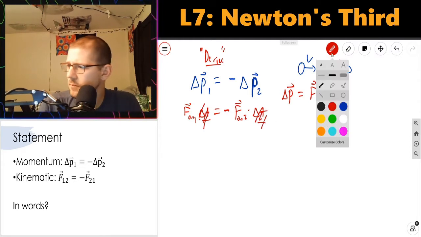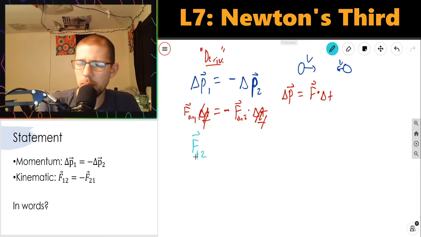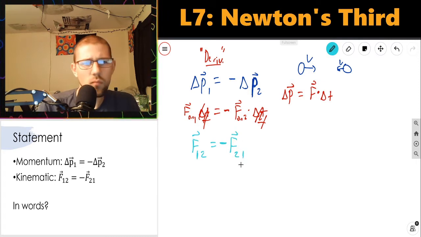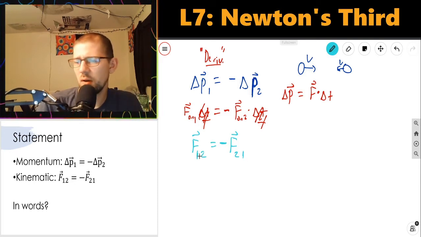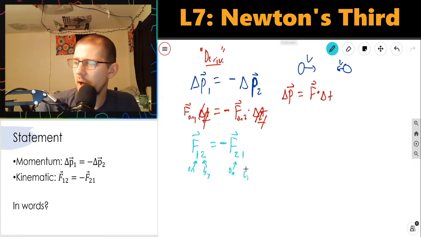So I'll cancel them. What we're left with is that the force on body 1 due to body 2 is the opposite of the force on body 2 due to body 1. Okay, so this indexing is kind of minor. I like to do on and by, so the force on 1 by 2 as a result of the interaction with 2, and then on 2 as a result of interaction with 1, by 1.